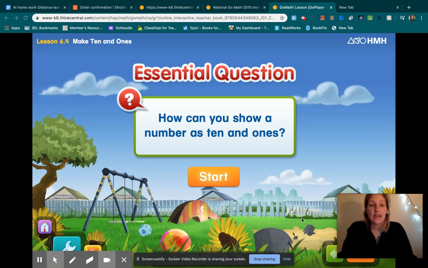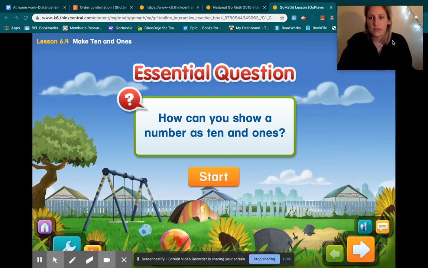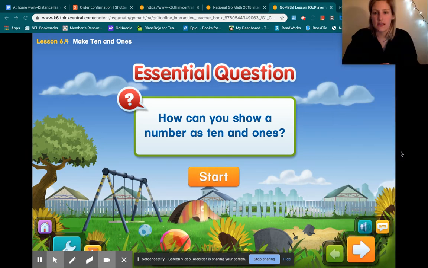So, today for math, we are going to continue with thinking about how to make 10 and ones and different number counting patterns. And we're going to continue to build off those ideas to grow your brains. So let's go ahead and listen to the essential question for the day that's going to help our math brains get started with our thinking.